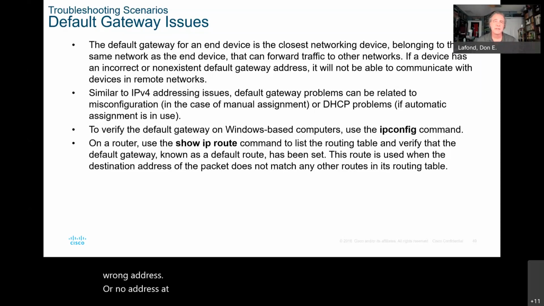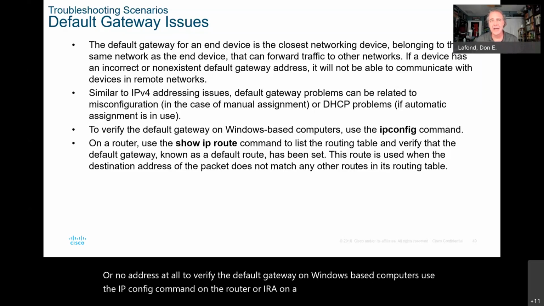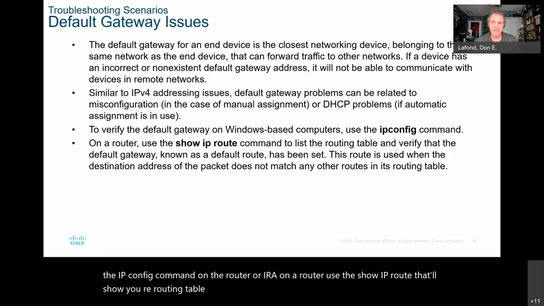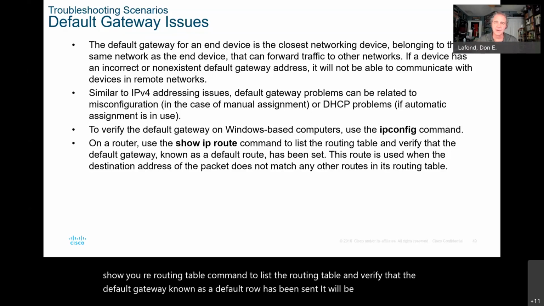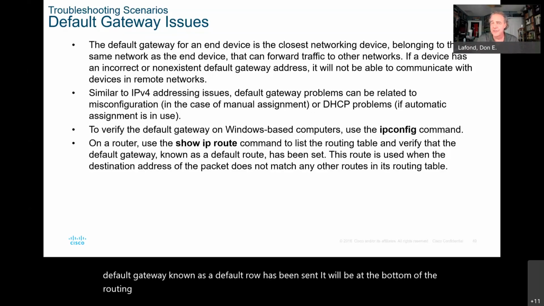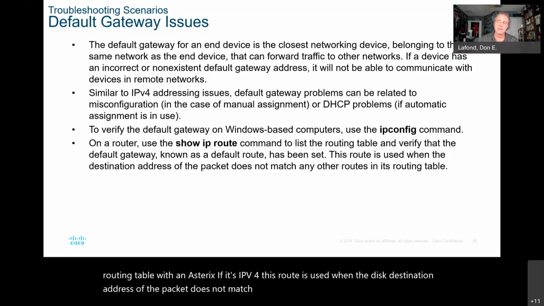To verify the default gateway on Windows-based computers, use the ipconfig command. On a router, use the show ip route command. That'll show you your routing table, and you can verify that the default gateway, known as a default route, has been set. It'll be at the bottom of the routing table with an asterisk if it's IPv4. This route is used when the destination address of the packet does not match any routes above in the routing table.